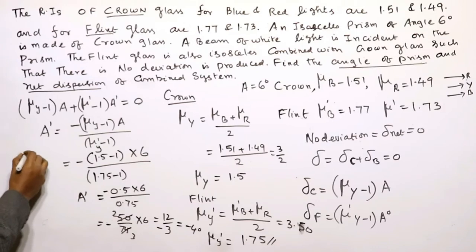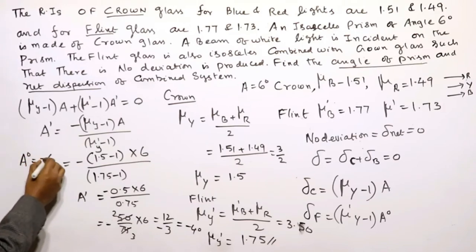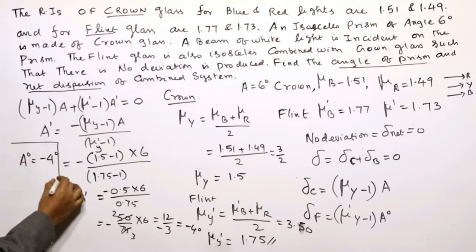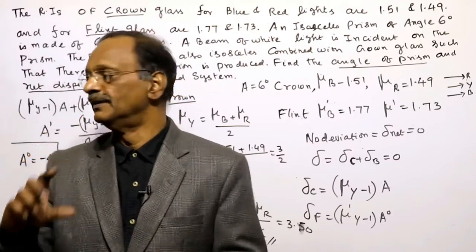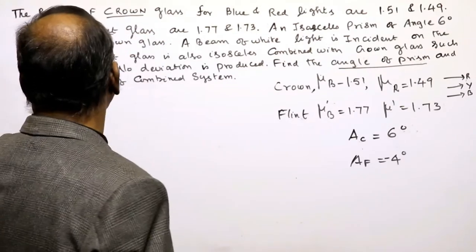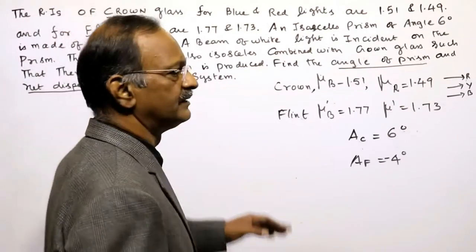Therefore, the angle of flint glass is equal to minus 4 degrees. Why minus 4 degrees? Minus 4 degrees means both are kept in the inverted way. Now we have to find out the net dispersion of the combined system.